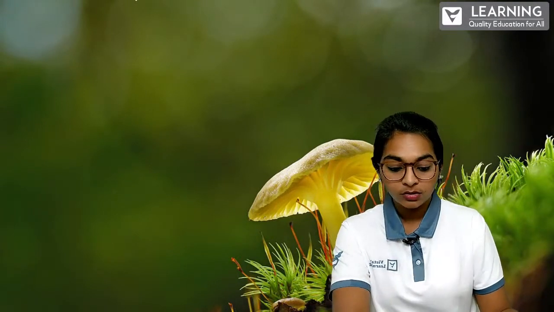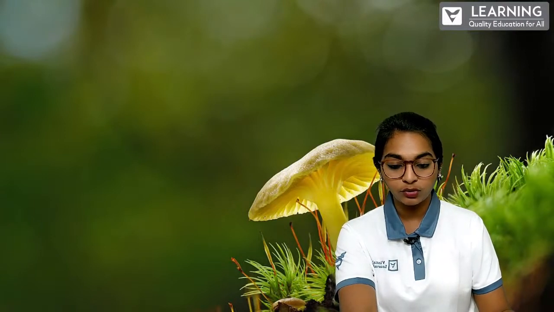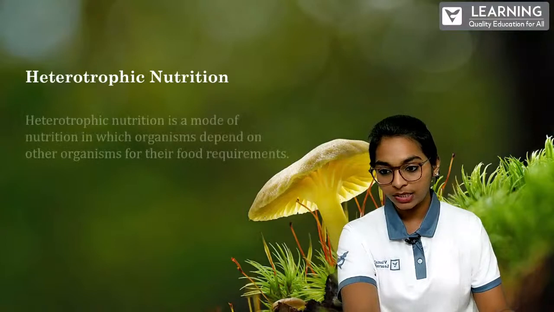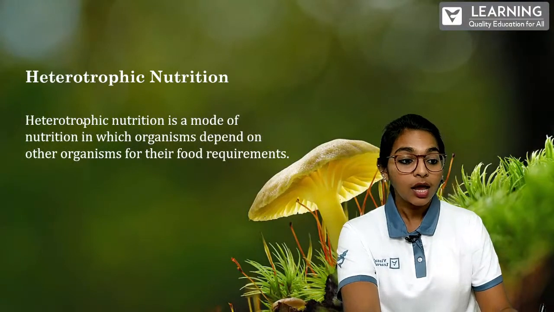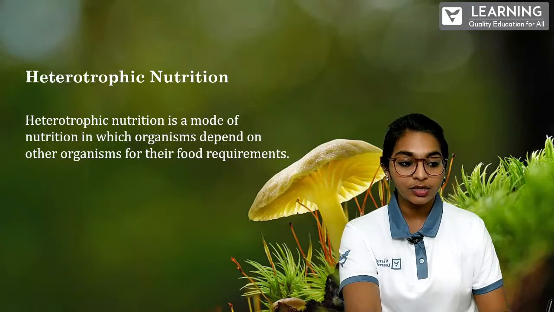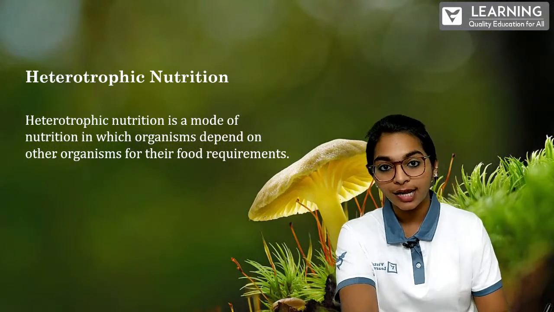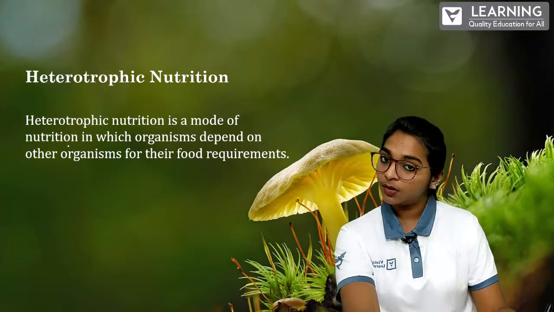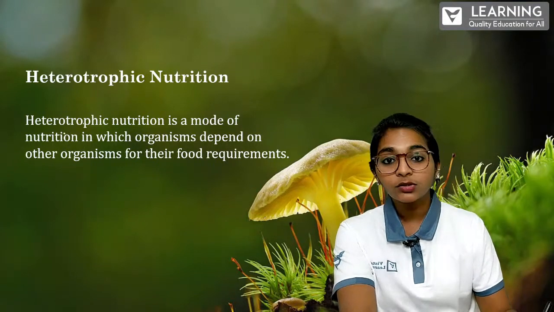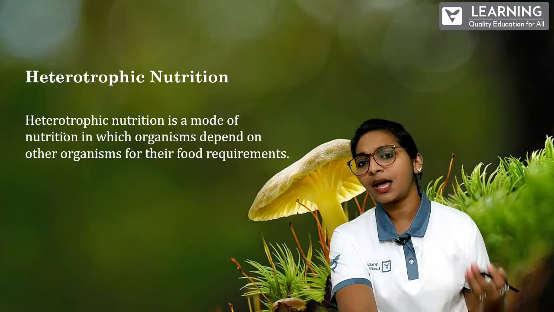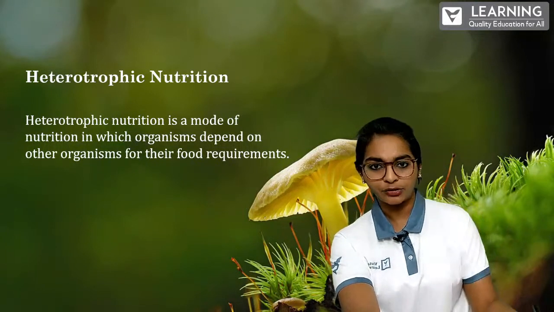Is it clear? Good. So next is the second division of nutrition, which is heterotrophic nutrition, and we'll discuss it now. So what is heterotrophic nutrition? Heterotrophic nutrition is a mode of nutrition in which an organism depends on other organisms for its food requirements, because it doesn't have the capacity to produce its own food. So they're completely dependent on other organisms. I am a heterotrophic organism. You are a heterotrophic organism.